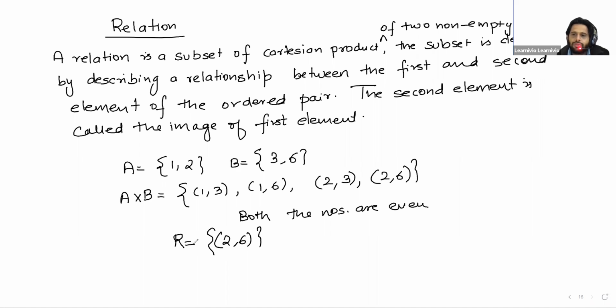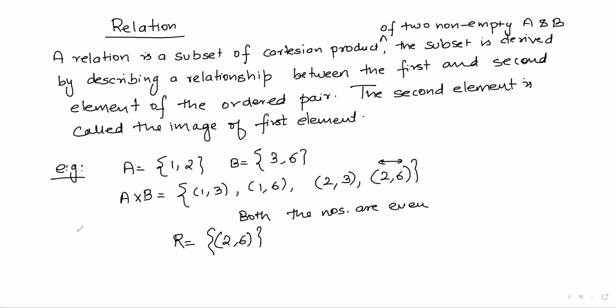So is this clear? What is a relation? It is a subset of the Cartesian product. How can you form that subset? By giving a condition, by giving a relationship between these two elements. Okay, Safan, what is a relation? Relation is a subset of a Cartesian product. How can you find that subset? By describing a relationship between the first and the second element of the ordered pair. Okay, so Safan, please note down this.